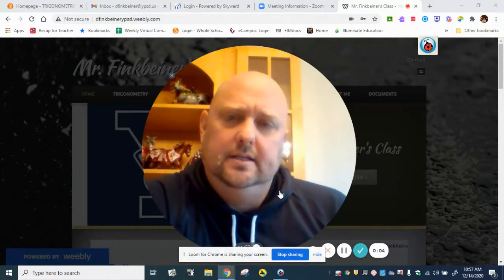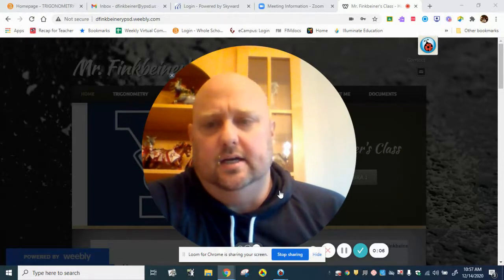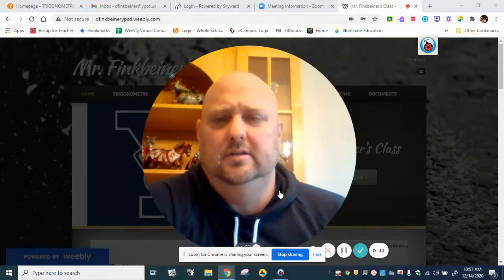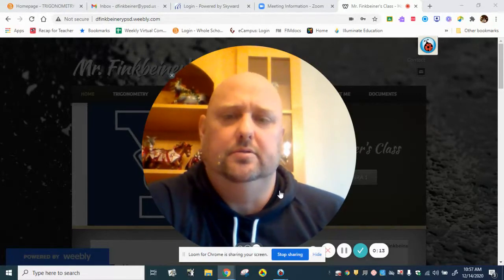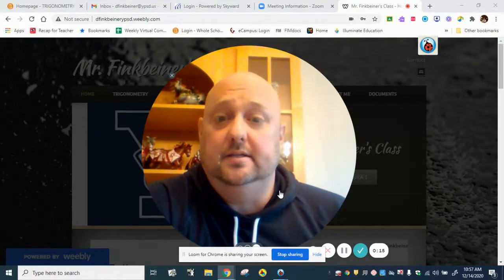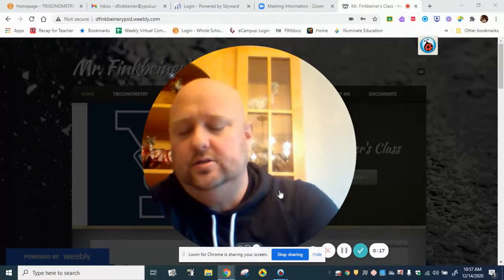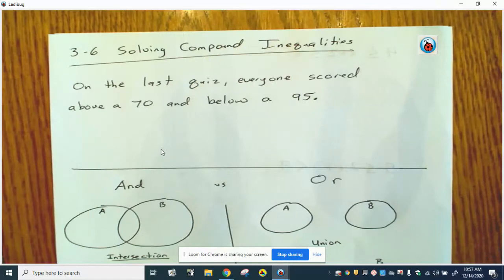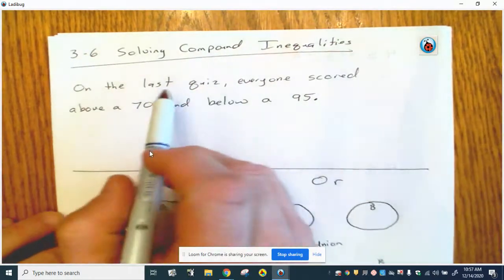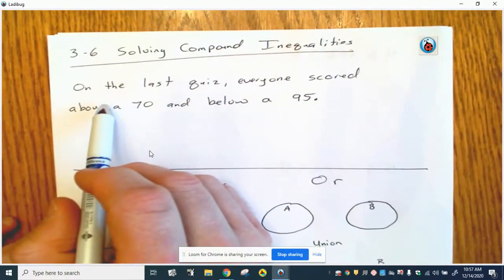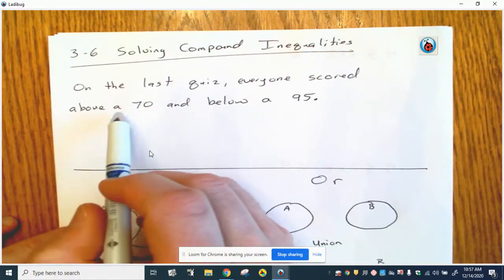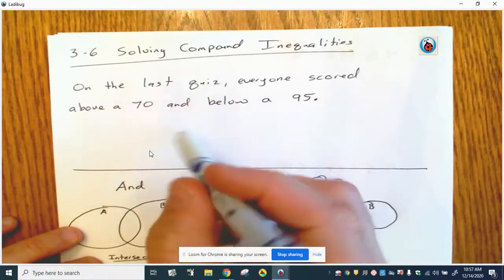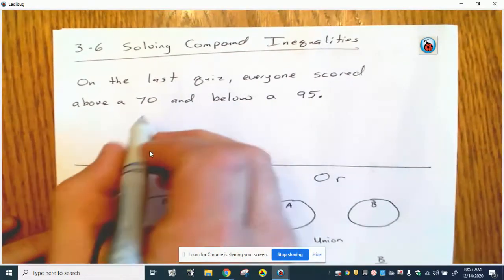Today I want to talk about section 3.6, which is solving compound inequalities. Compound inequalities are basically just when we have multiple greater than or less than going on in one situation. For example, if I were to say on the last quiz, everyone scored above a 70 and below a 95, we have two things going on.